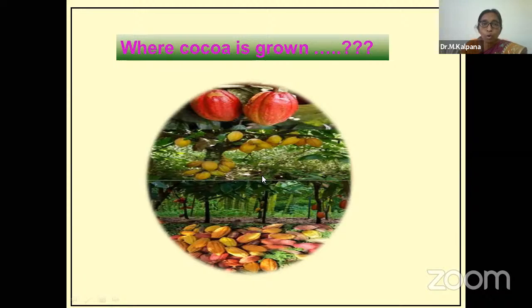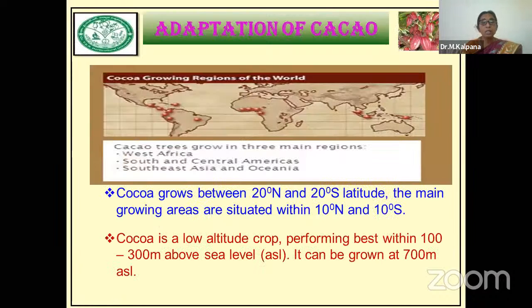Then where do we have to grow this crop? I already told that this crop is a typical tropical crop. Then what is its climatic requirement? What is its soil requirement? What is its irrigation requirement, shade requirement? I will just brief about it.